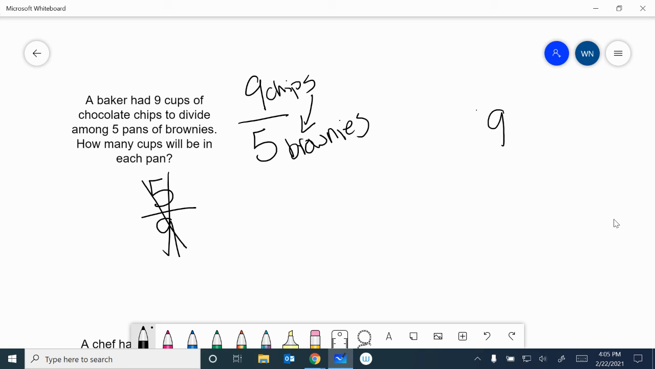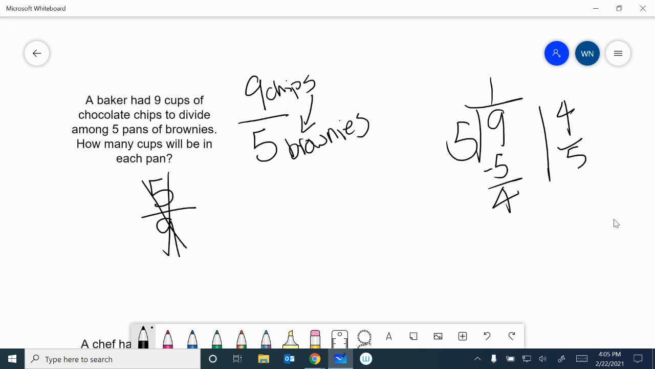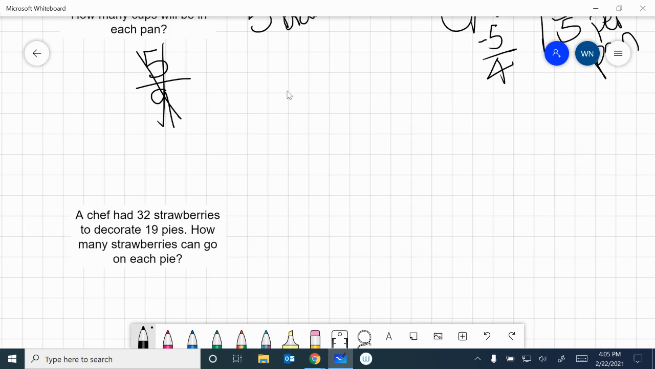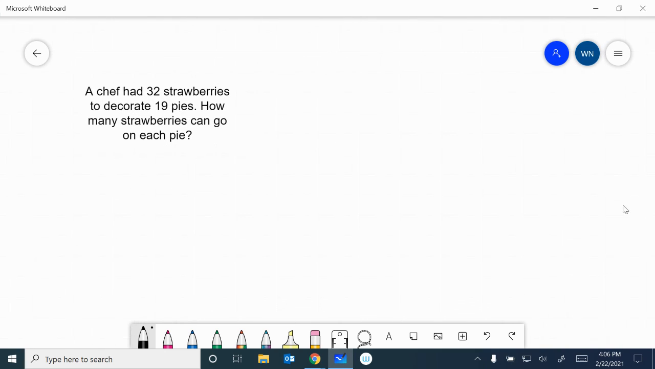For this one, you should have put 9 divided by 5. And if we subtract that out, you get 1 4/5 cups of chocolate chips per brownie pan. Let's do one more. A chef has 32 strawberries to decorate 19 pies. How many strawberries can go on each pie? Go ahead and write the improper fraction.